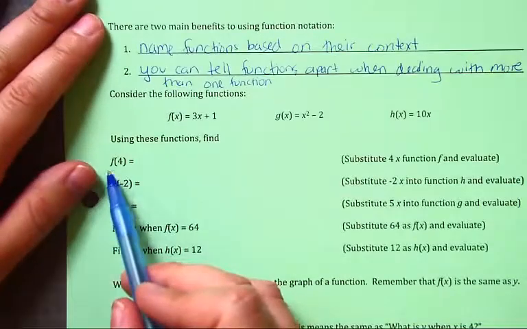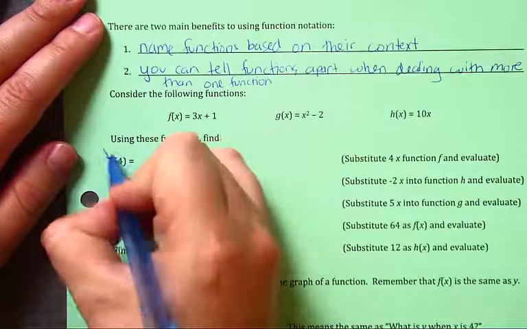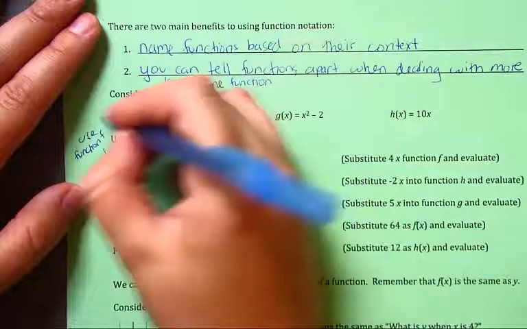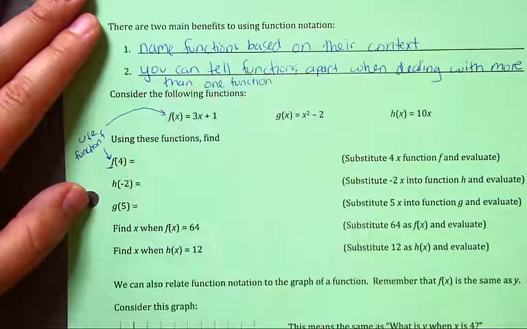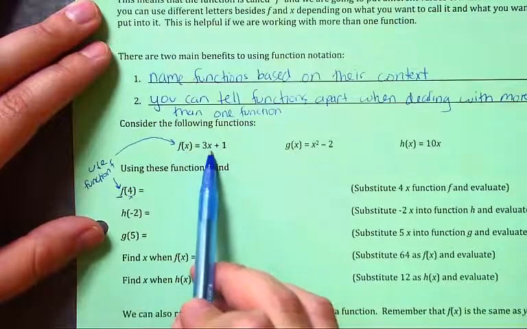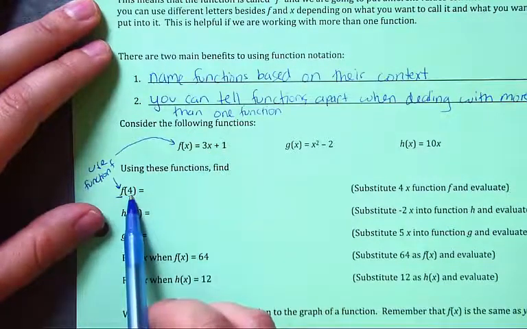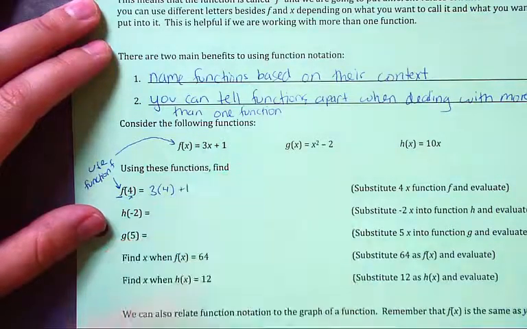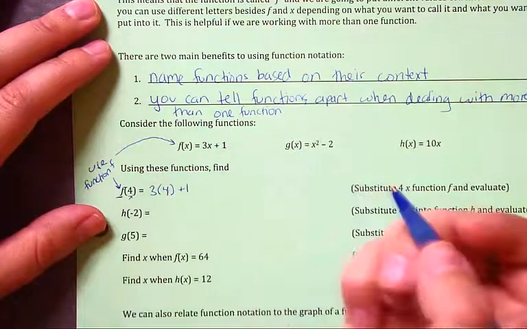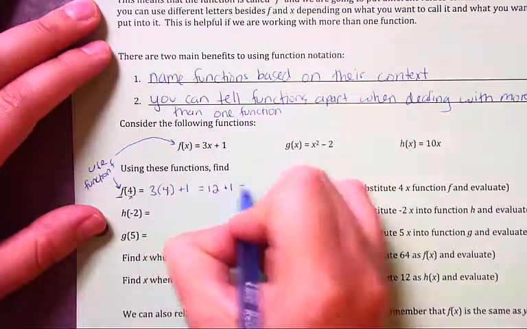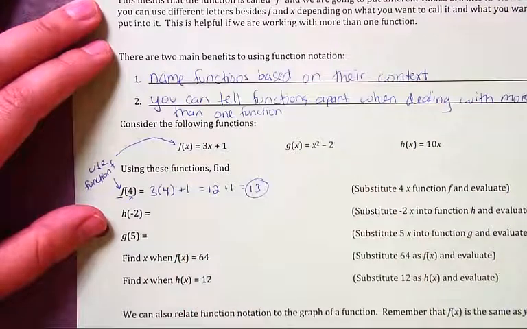So if we want to find f of 4, this f right here tells us to use function f, which is right there. Now whatever is in the parentheses, that's what x is. So as long as this is still an x, there's still an x in the function. But if we want that to be a 4, that tells us that we are going to evaluate that function when that x is a 4. So f of 4 equals 3 times 4 is 12 plus 1, which is 13.